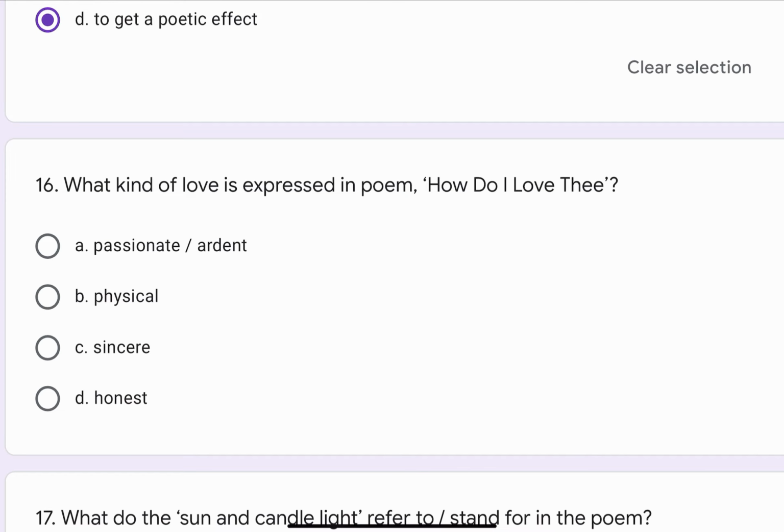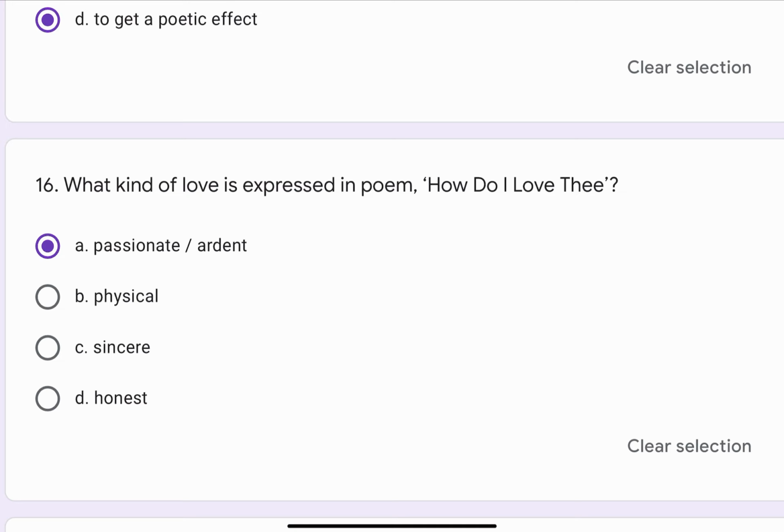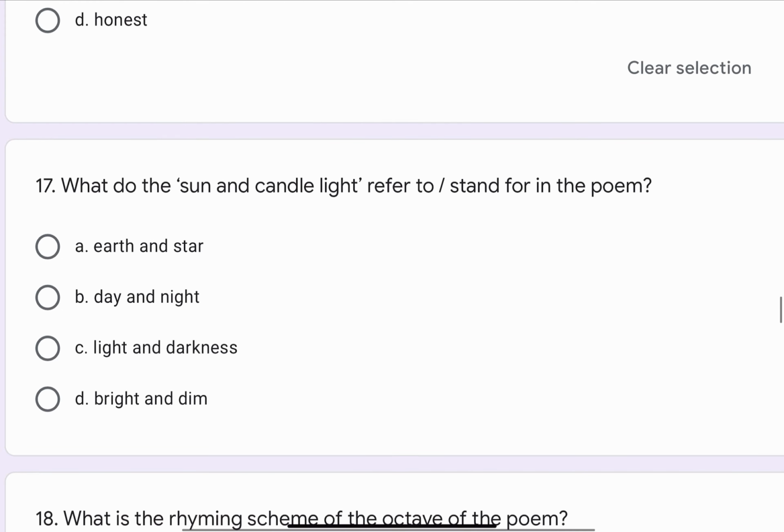Question number 16. What kind of love is expressed in the poem How Do I Love Thee? Options are A. Passionate or ardent, B. Physical, C. Sincere, or D. Honest. Correct option is A. Passionate or ardent.